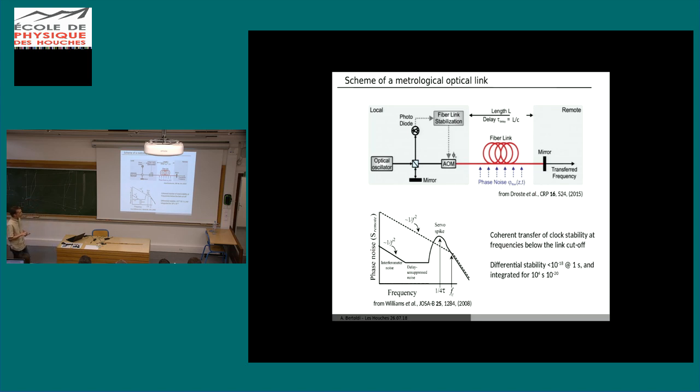So they could demonstrate that you can transfer the stability of a clock from here to there better than the intrinsic noise of the laser of the clock. The clocks at 1 second nowadays are at 10 to minus 16. But they demonstrated that the differential stability of the clock here and of its replica there can be as good as 10 to minus 18 at 1 second, at hundreds of kilometers. And integrating down to 10 to the 4 seconds, you gain 2 orders of magnitude, to 10 to minus 20. You can do this trick.